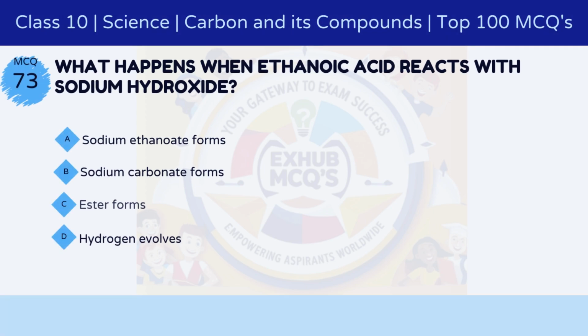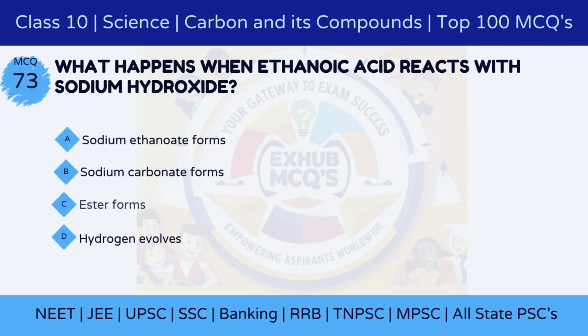MCQ 73. What happens when ethanoic acid reacts with sodium hydroxide? Option A, sodium ethanoate forms. Option B, sodium carbonate forms. Option C, ester forms. Option D, hydrogen evolves.